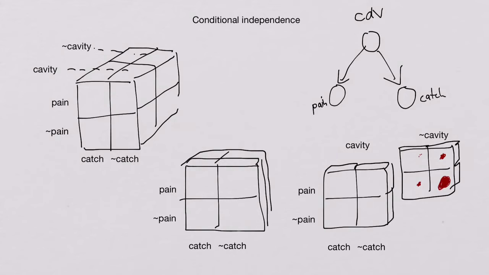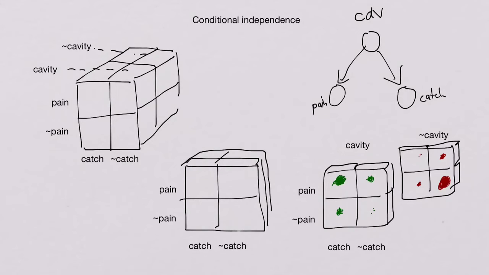And then we have the opposite situation here for people who have a cavity. A lot of people are going to have a cavity and be in pain, and then fewer people are going to have a cavity and not have any pain, but the dentist tool still catches, and then an even smaller amount of people will be in the opposite situation. And again, very few people will be in the situation where they have a cavity but have no pain and the dentist tool does not catch. So this is the full joint probability distribution split up into both cases of the variable for cavity.